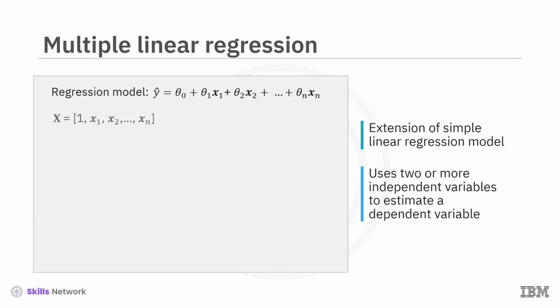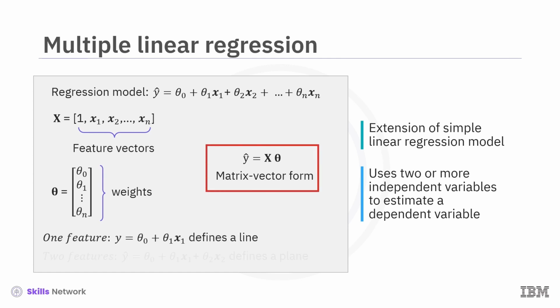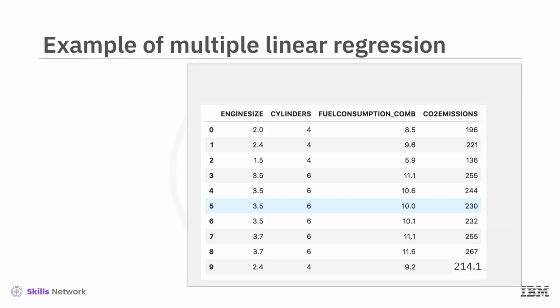Mathematically, the multiple regression model is a linear combination of the form y hat equals θ0 plus θ1 x1, where the x1 are the feature vectors that can be represented as a matrix X that includes a constant value of 1 in the first entry to account for the bias or intercept term θ0, and the thetas are the unknown weights, which can be represented as matrix theta. Let's consider the data set in this table.